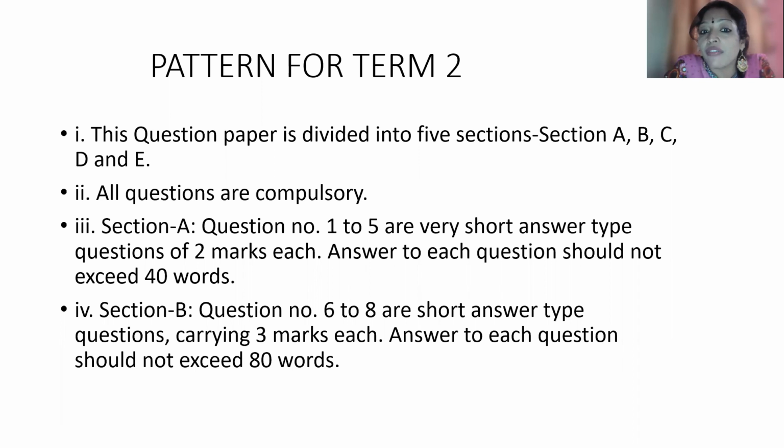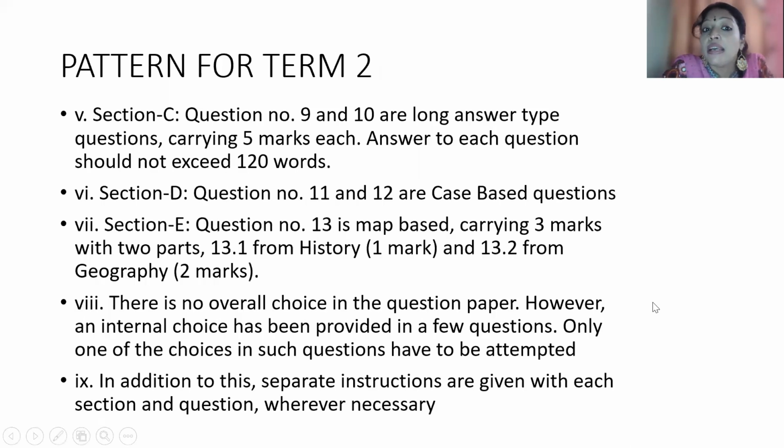Section A, you will be having 5 questions for 2 marks. Before that, it used to be 1 mark questions, but now it will be 2 marks, and the word limit is only 40 words. So you need to be very careful that the keywords have to be written in 2 marks, then only you are going to get the 2 on 2. Then Section B is going to have 3 marks questions, and you will be having 3 questions, question number 6, 7, 8, and the word limit for the same will be 80 words.